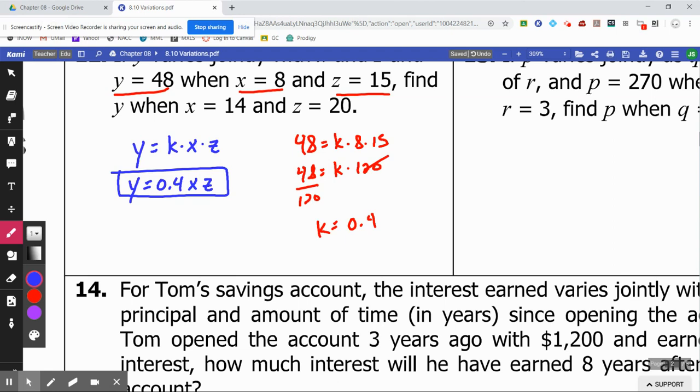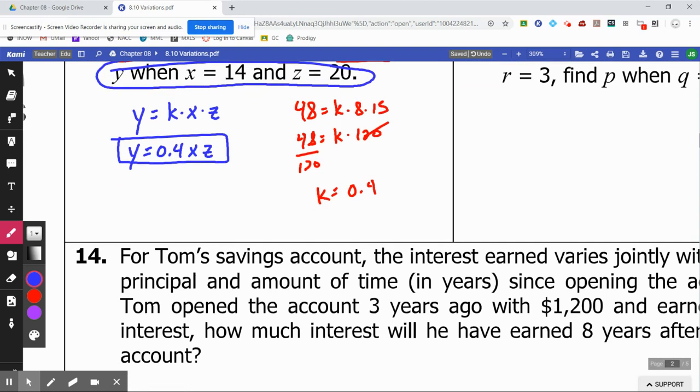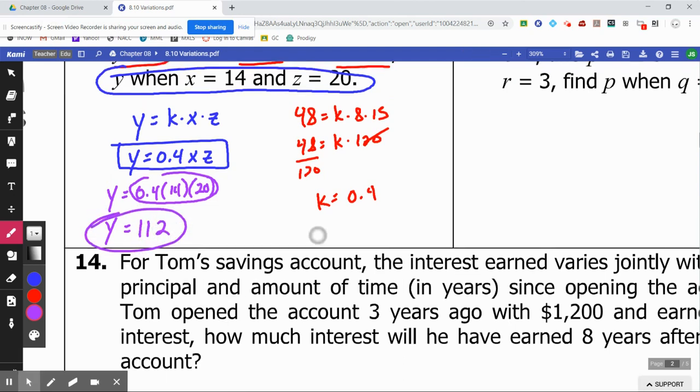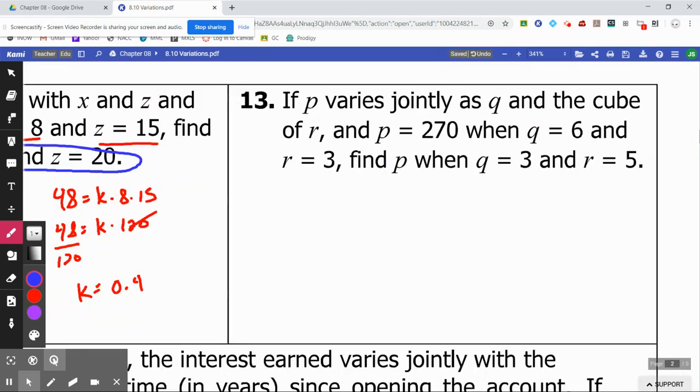And then they say, well, what about in this case? Find y when x is 14 and z is 20. So to find y when that happens, we simply leave our y in there. 0.4 times our new x value. What about when x is 14 and z is 20? We're simply going to multiply all this together, and we get y would equal, in that case, 112.